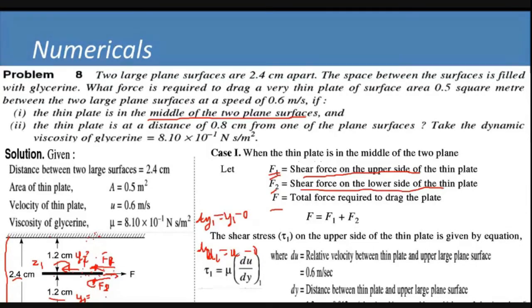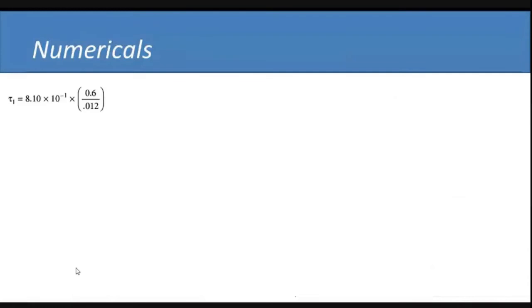Okay, so it is 0.012 meter, 1.2 into 10 power minus 2. Now in this case nothing about the thickness of the plate is given, so you can neglect the thickness of the plate. So we will put this value: it is 8.1 into 10 power minus 1 into du1 is 0.6 divided by dy1 is 0.012. Okay, so it comes out to be 40.5 Newton per meter square.